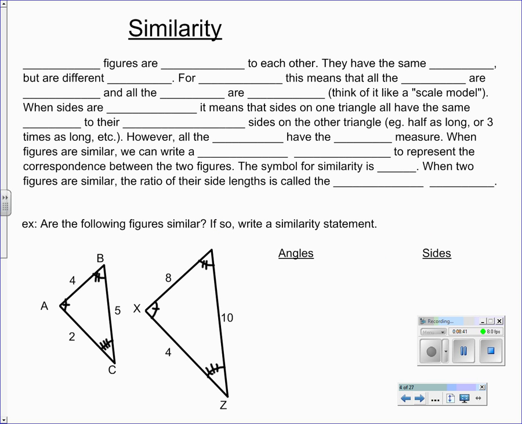So the other topic we'll talk about in this unit is similarity. So this isn't congruent figures, but similar figures. So similar figures are proportional to each other. So ratios and proportions are what we talked about back in Unit 4. So if you still have your notes from Unit 4, you can look at that for any help with proportions. So similar figures have the same shape, but they're different sizes.